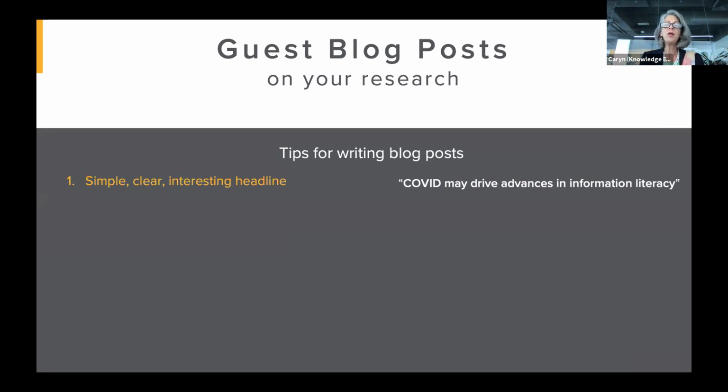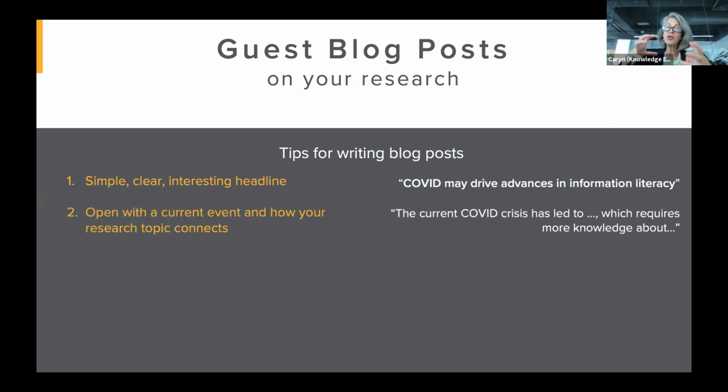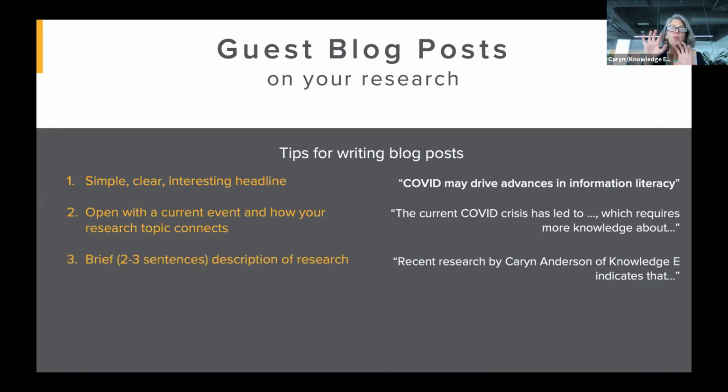But the basic tips are, have a simple, clear, interesting headline or subject area. Open with a current event and how your research topic connects. Very brief description of your research if you're mentioning it. Now remember, if this is a blog post, they're not going to say, okay, here's another piece of research you should read. The blog posts, if you read them, will show you why that research is useful to that field, okay? But you don't want to then spend 20 paragraphs describing your research. You got to learn how to do it briefly, okay?